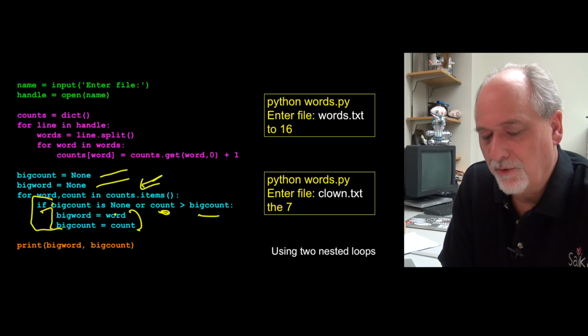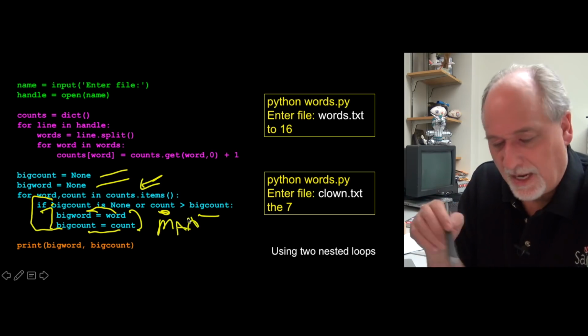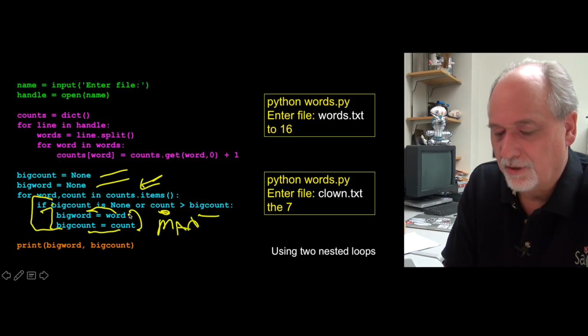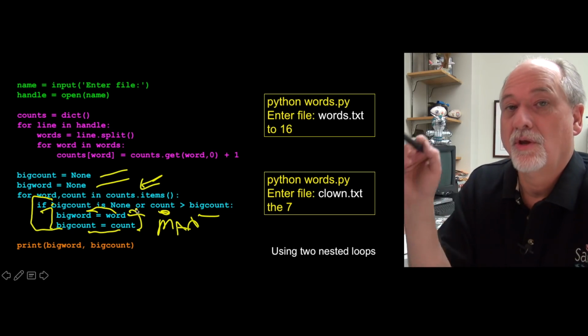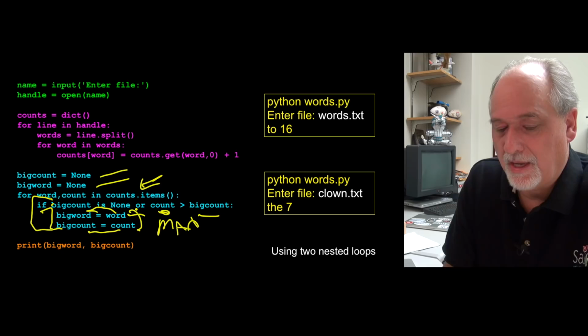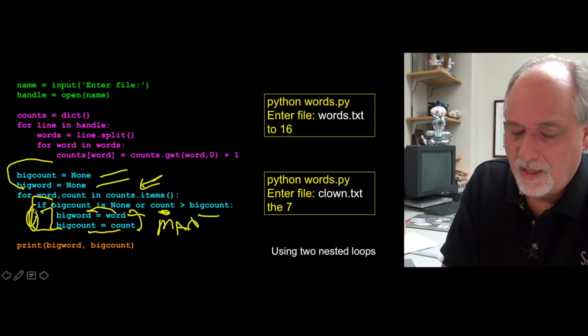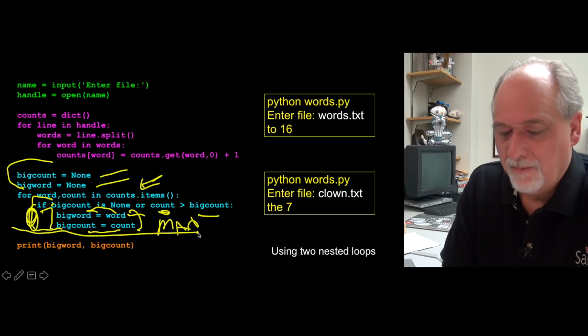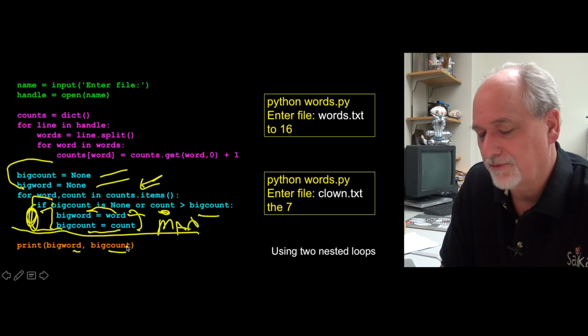And so we're going to remember the word in big word, and we're going to remember the count in big count. So this is just a max loop. It's a maximum loop with the extra thing that we're recording in addition to what count is the largest, what the word was that was associated with that count. So again, this is a starting part of the loop. We're going to do some work, and then when we exit the bottom of this, big word is going to be the word that is the most common, and big count is the number of times.